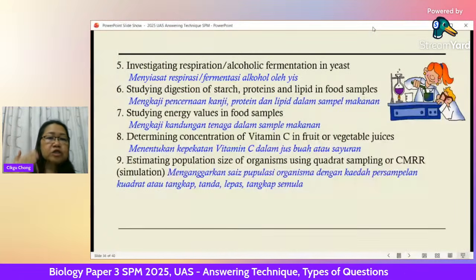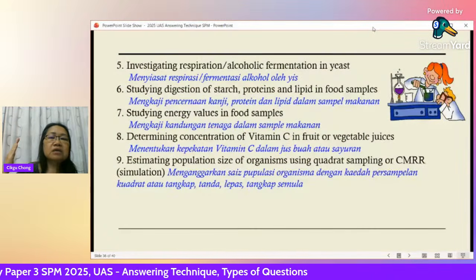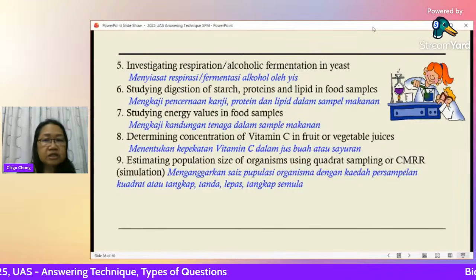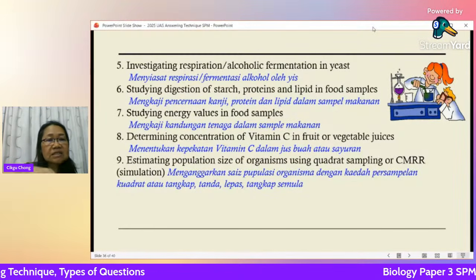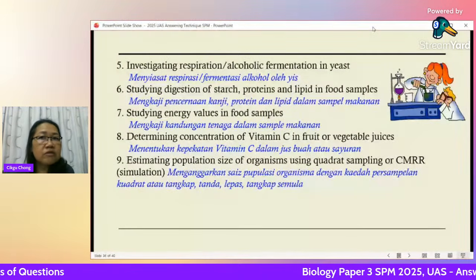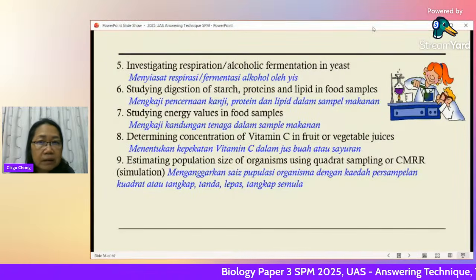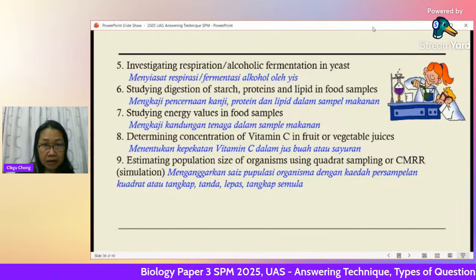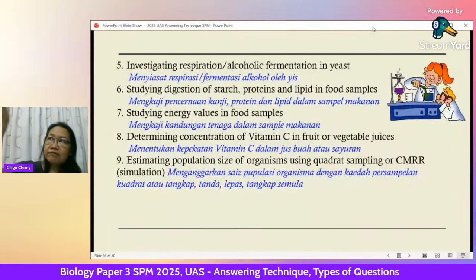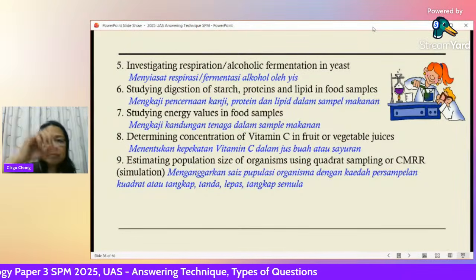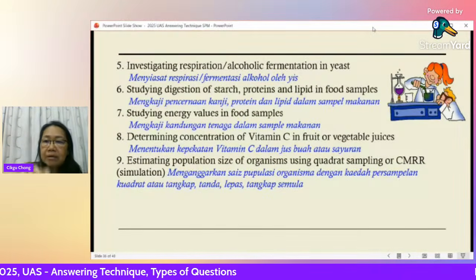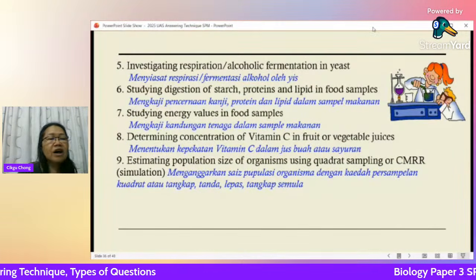Or CMRR: capture, mark, release, and recapture. Use beans. Simulation means you're not going to go to the field and capture ants or seafood. No, we're going to give you a pail with sand, and biji kacang representing animals. You go and scoop up. This is interesting. Okay, next one.